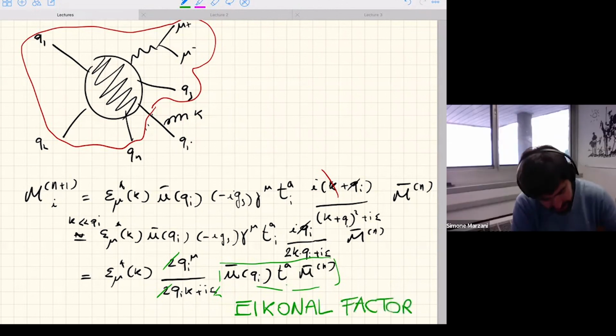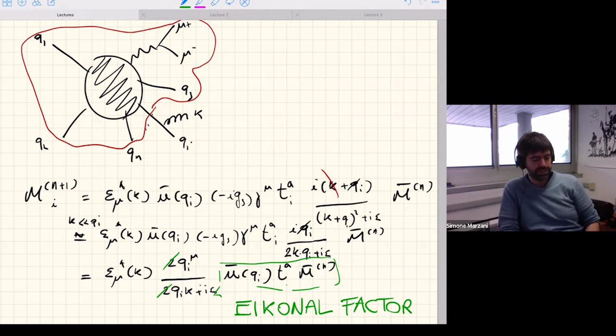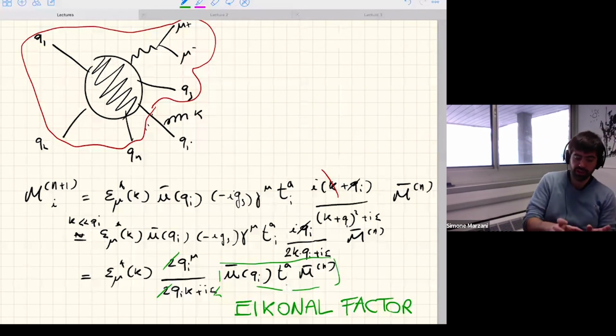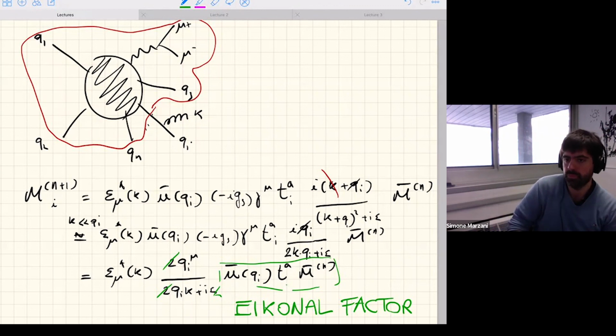The name comes from eikonal. The idea is that in QED you have a factorization, and the factorization tells you that if you're emitting n soft photons, you have n repetitions of this eikonal factor. In QCD, it's almost like that, apart from the fact that you have color, which gives you trouble, because you cannot factorize the color structure as well in a simple way.